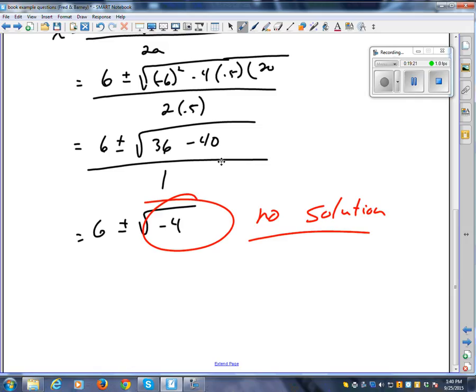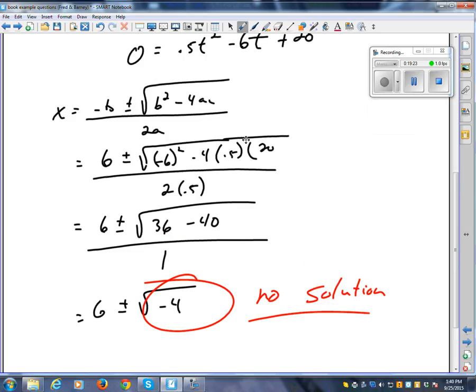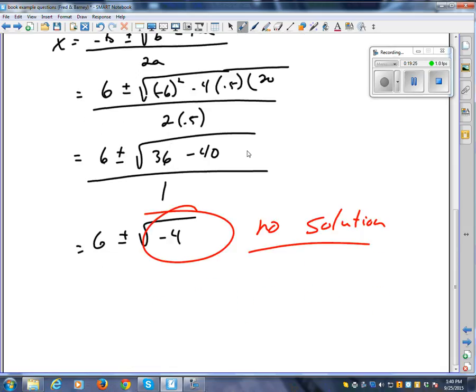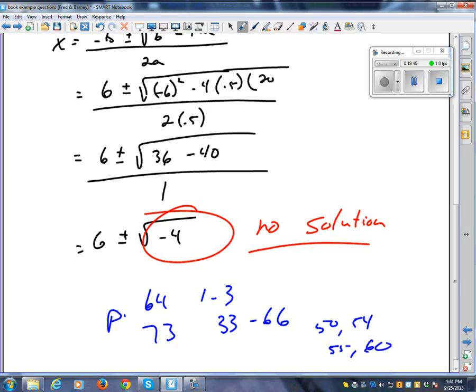So that's why you've got to be real careful with your signs here, right? Okay, so yesterday I gave you these. I'll give it to you again. Page 64, numbers 1 to 3. And page 73, numbers 33 to 66. And you can leave out 50, 54, 55, and 60. I'm going to give you the rest of the time to work on some problems.